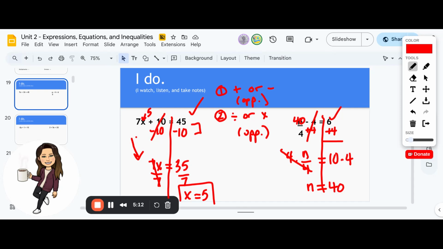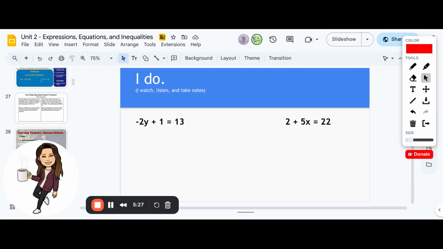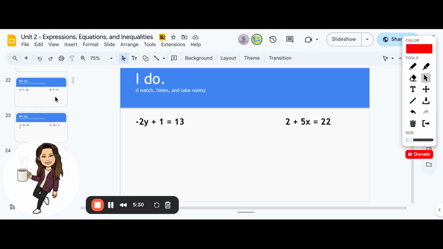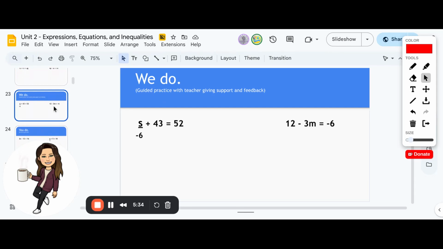All right, let's look at a couple with negatives, and then we'll look at word problems and be done. All right, so actually, I think I'm going to do a different problem. Let's do this one here, okay?